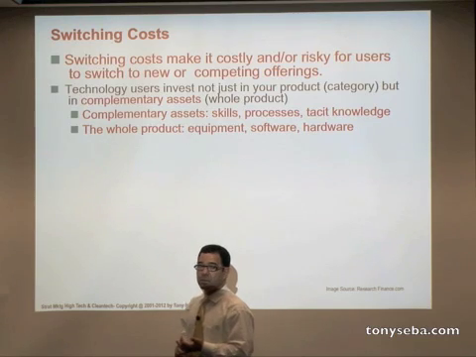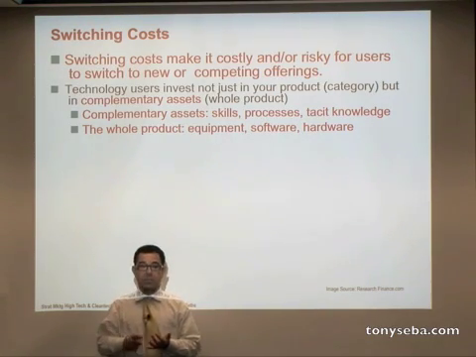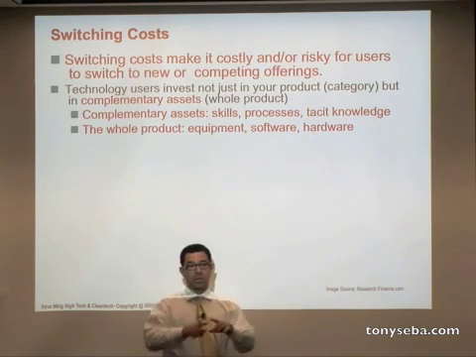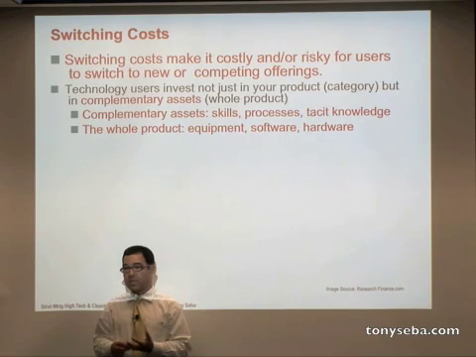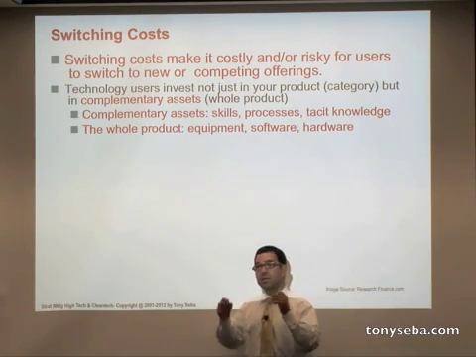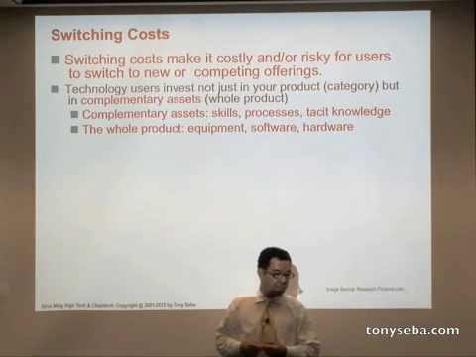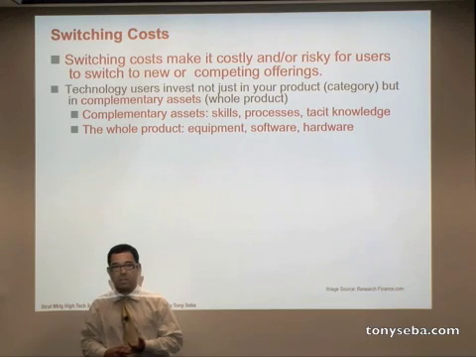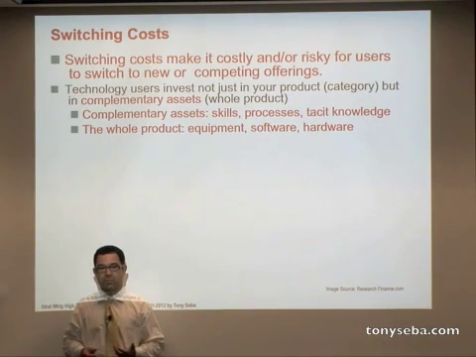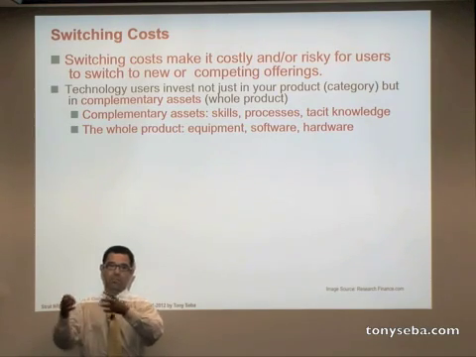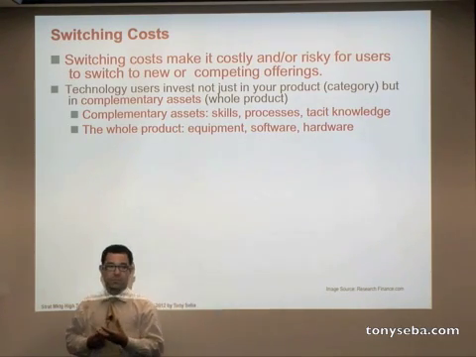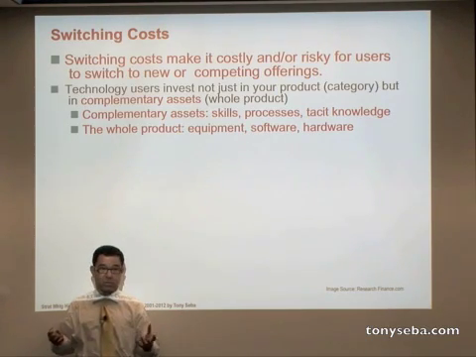And in general, technology users invest not just in your specific product, but they invest in complementary assets. Now, this is both the whole product, which, of course, as we know, is a combination of hardware, software, and services and technology, but also they invest in specific skills, in processes, in knowledge generation, and so on, that are specific to those technologies. And I'll give you examples. So especially when you are asking the customers to swap out of something, you should take into account all of these things. Okay? Especially software infrastructure.